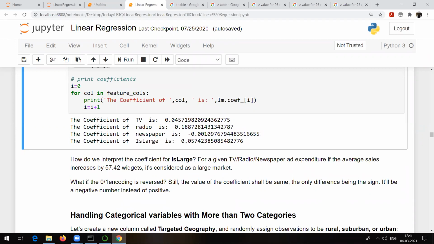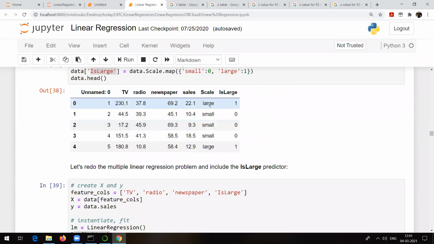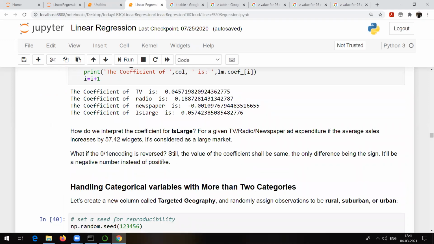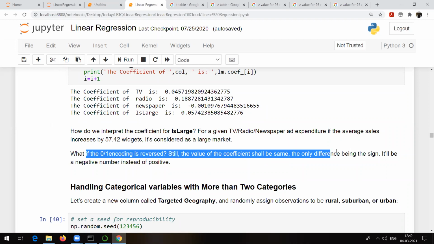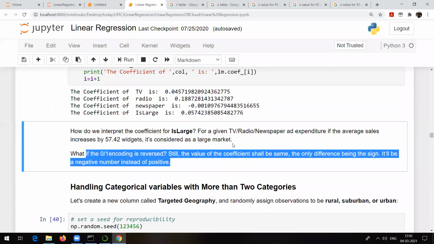And what if the zero encoding is reversed? That means here we are using 1 for large and 0 for small. You could have done it like this also: 1 for small and 0 for large. That also is possible. No problem at all. Still the value of the coefficient shall be the same. The only difference being the sign. It will be a negative number instead of positive. Otherwise, the same thing is going to happen.